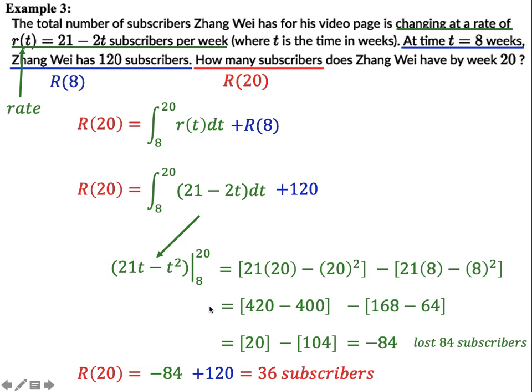So just to recap, if it asks you to set up but do not solve, you can set up the fundamental theorem of calculus part 1 in this modified form, or you can set it up with the function inserted. That's a setup but do not solve, and you're good to go there. But if it asks you how many subscribers, it's expecting a numeric answer.